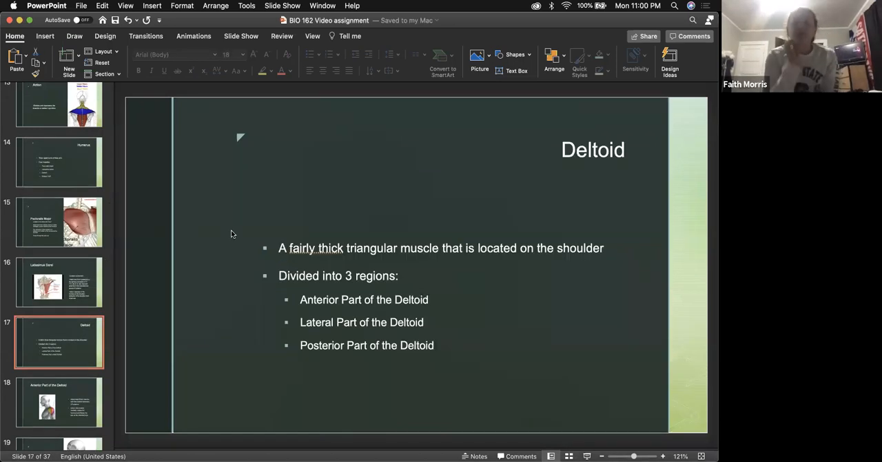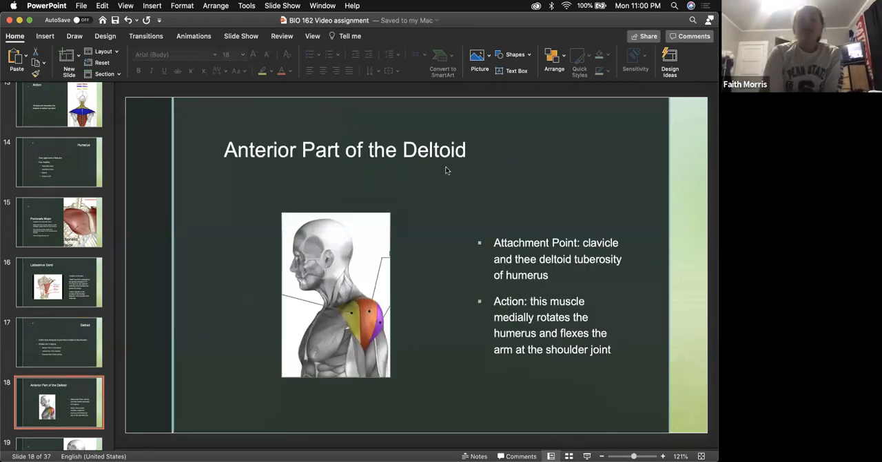The next muscle is the deltoid, and this is also divided into 3 regions. It's a thick triangular muscle that's located on the shoulder, kind of right up here. There's the anterior part, which is the front part, the lateral part, which is kind of the middle, and the posterior part, which is towards the back. The attachment points of the anterior part of the deltoid are the clavicle and the deltoid tuberosity of the humerus. All of these parts of the deltoid attach to the same spot on the humerus, just in different sections of it. The action of this muscle is that it medially rotates the humerus and flexes the arm at the shoulder joint.